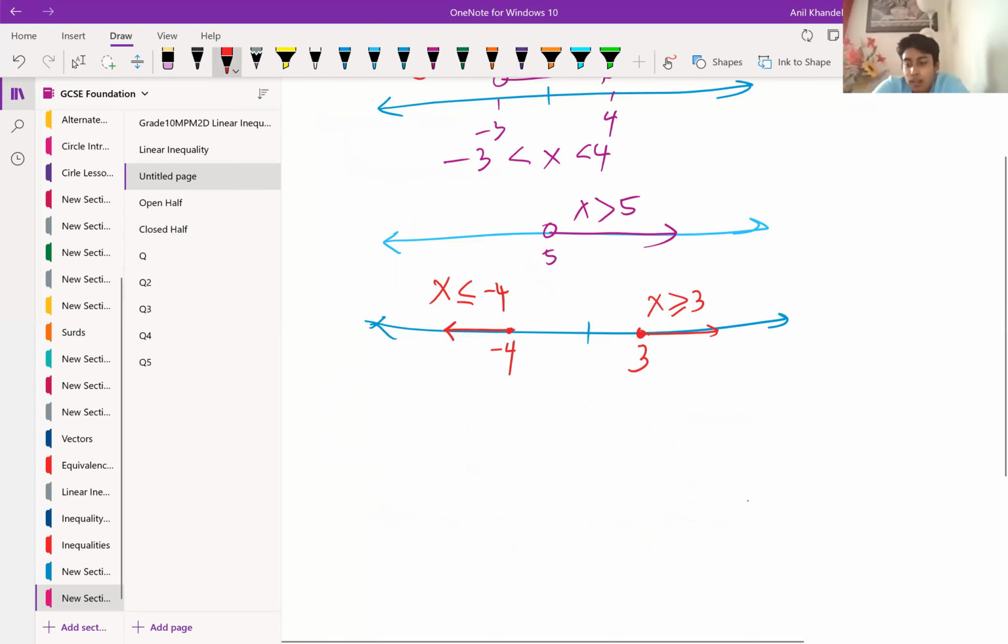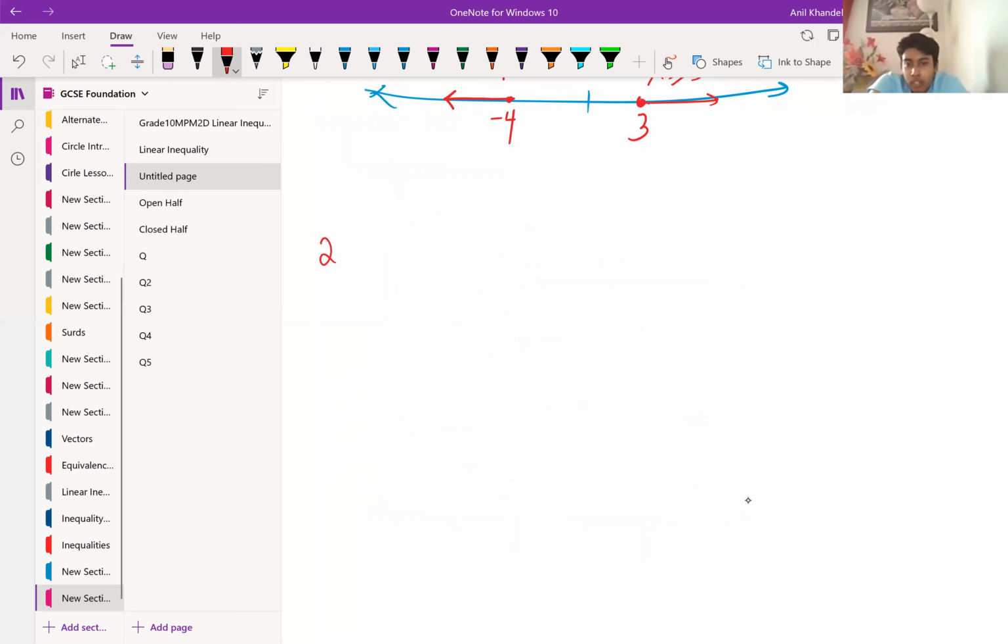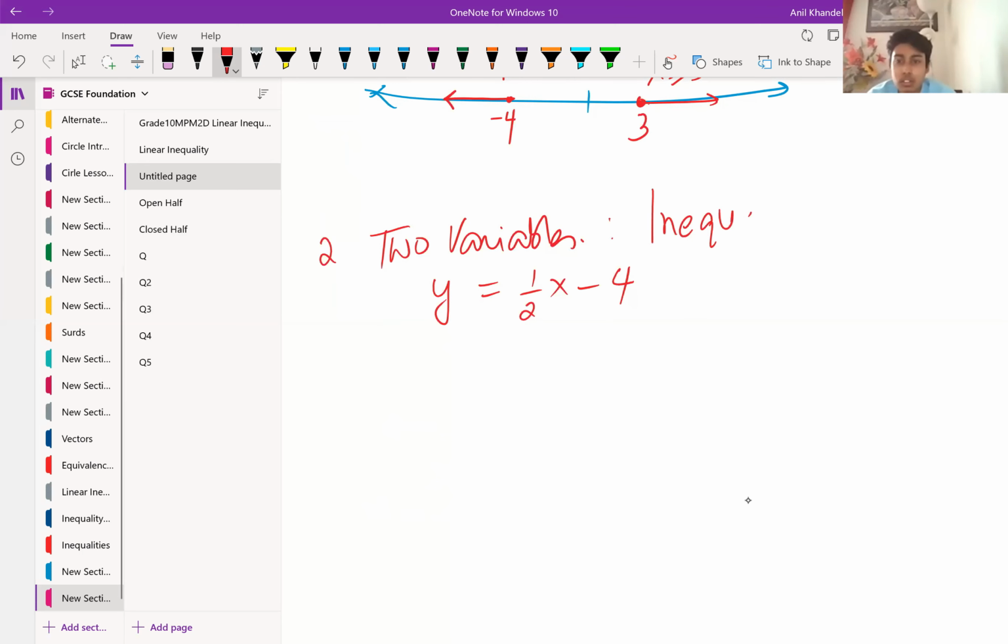Yes, sir. Now, if we have two variables, in that case, y is related with x. So y equals, let us say, 2x minus 4. That really means we have a line, right? So when we say two variable inequality, we cannot have just an equal to sign; we'll have a greater than or less than sign. Let me rewrite this as greater than or equal to.